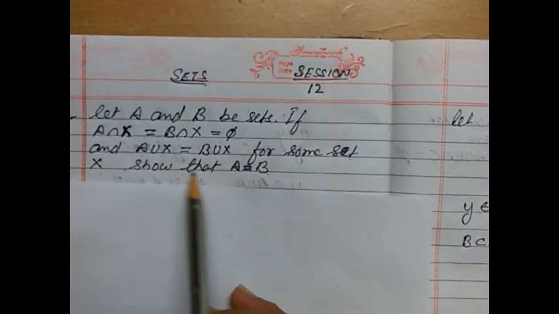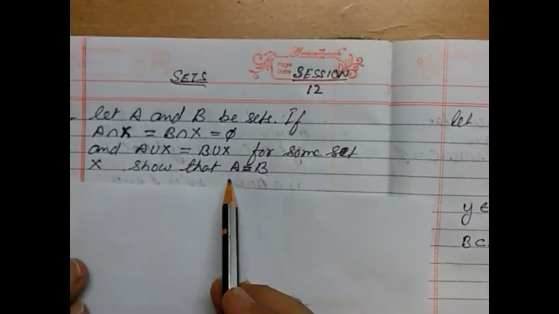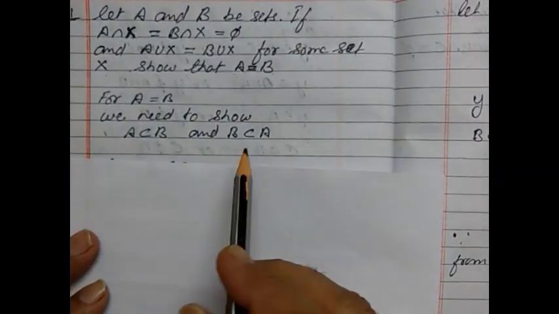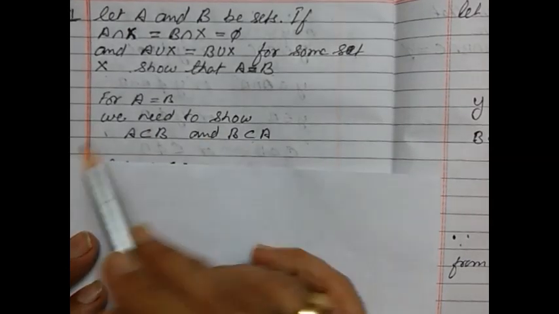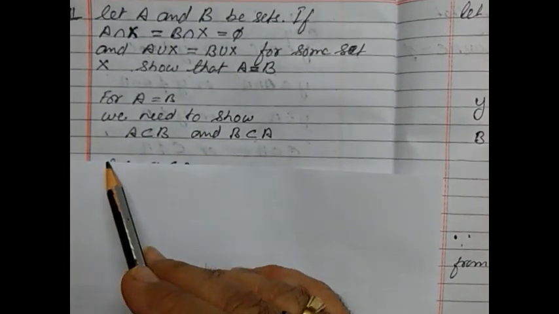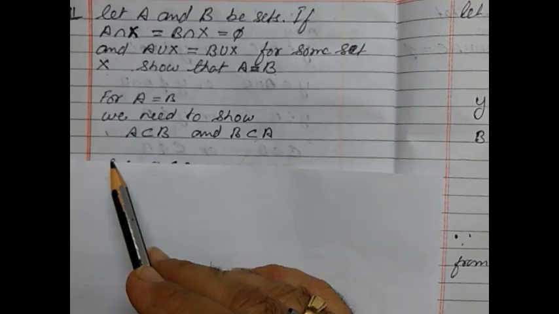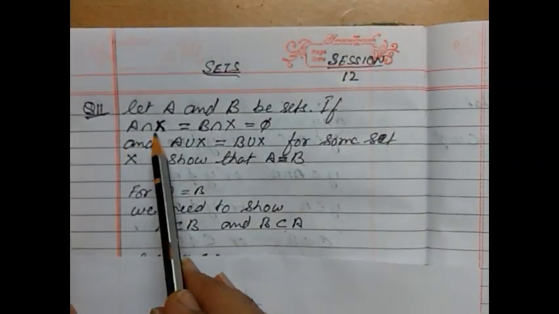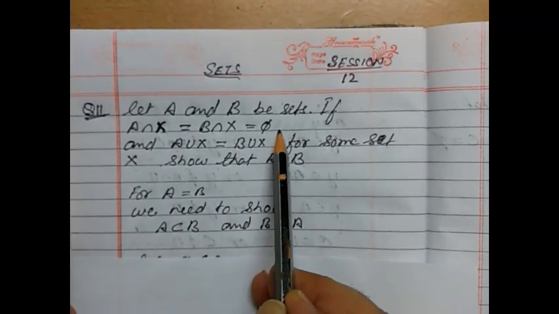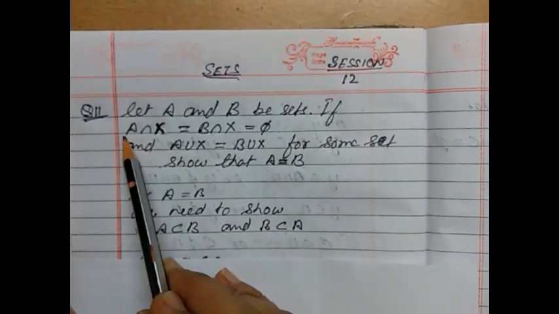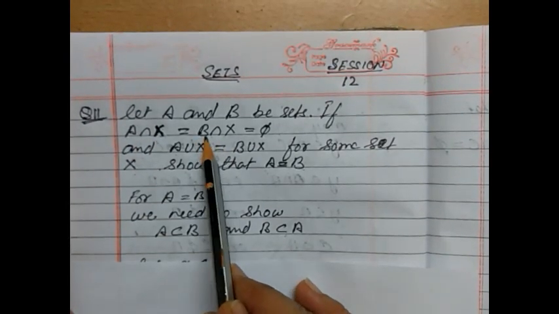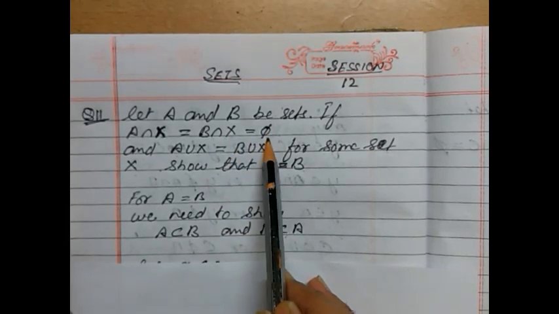So under this condition we have to show that A is equal to B. That means we have to show that A is a subset of B and B is a subset of A. We have been doing this kind of condition in all the questions in the previous session, and the same way we are going to take it here. The condition says that A intersection X is equal to B intersection X is equal to the empty set. That means there is no element common between A and X, and no element common between B and X. That's why the result is the empty set.